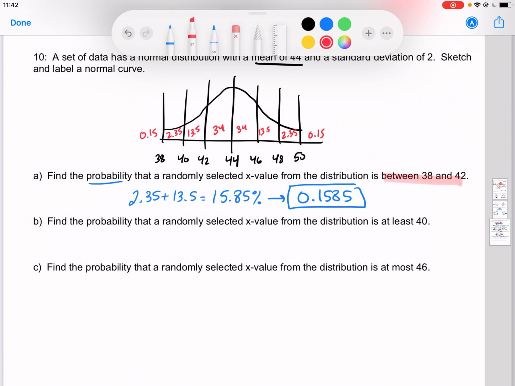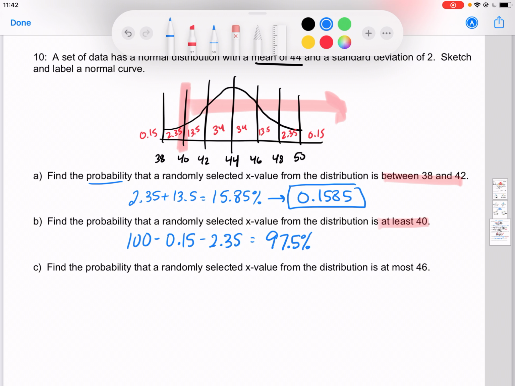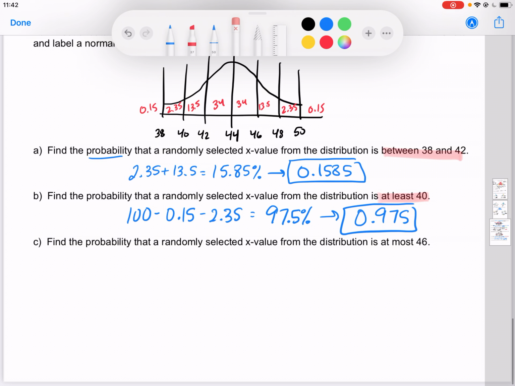So now we're going to at least 40. So here's 40. At least, remember, means 40 and above. Now that's a lot of things to add. So a quick trick, if you don't want to have to add all those, I'm going to take the two that are not included and subtract both of those from 100, and you get 97.5%, or 0.975. Perfect. That was so fun. It's the most fun, actually.